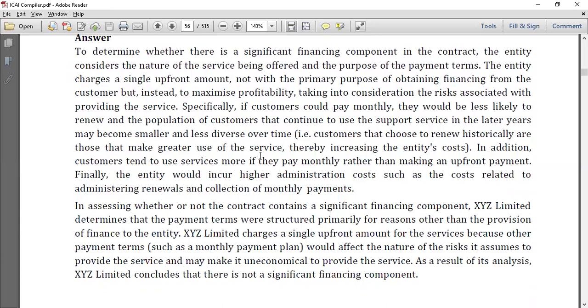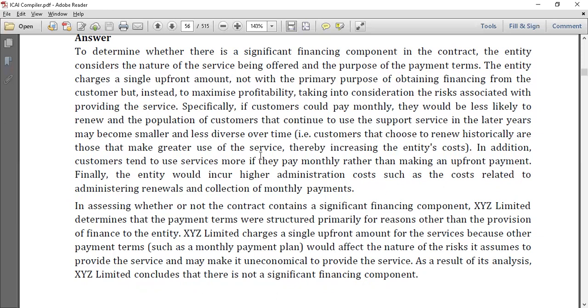Specifically, if the customers could pay monthly, they would be less likely to renew. The population of customers who continue to use the support services in future may be smaller and also less diverse. They may not use it. Also, the customers that choose to renew historically may decrease drastically. So finally, the entity would incur more administration costs. We discussed this point also, such as the cost related to administrative renewals and collection of monthly payments. You have to maintain staff.